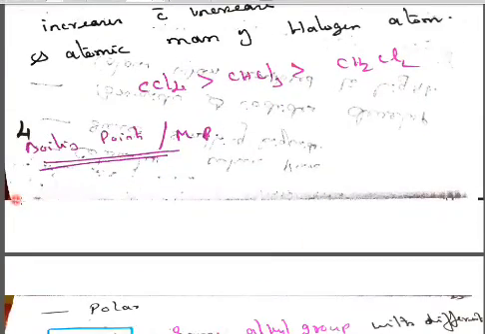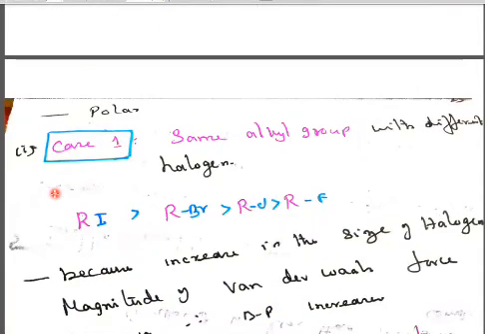Boiling point and melting point are very important questions in NCERT, and NEET will ask you questions based on this topic. For example, case 1: same alkyl group with different halogens. It is the same alkyl, methyl, methyl, or ethyl, ethyl, or propyl, propyl, but the halogens are different: iodine, bromine, chlorine, and fluorine.